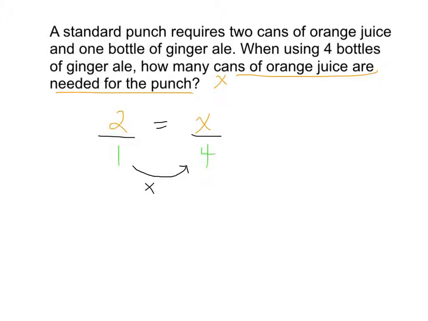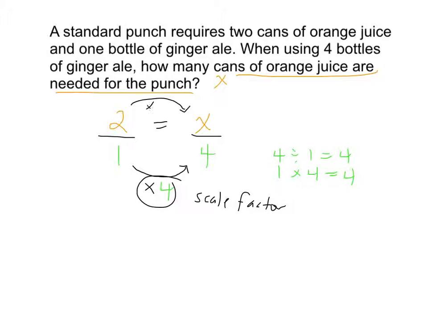Well, if you're not sure, you can always divide to figure it out. 4 divided by 1 is 4. So that means 1 times 4 is 4. So we multiplied 1 times 4 in order to get to 4. This number here is referred to as the scale factor. Now that we know the scale factor, we need to multiply the numerator by the same number. 2 times 4 will give us the missing term in the proportion. 2 times 4 equals 8, which means that x, our missing term, is equal to 8.